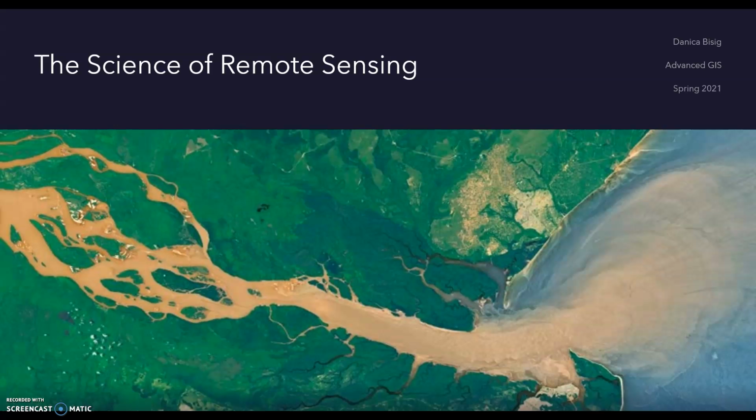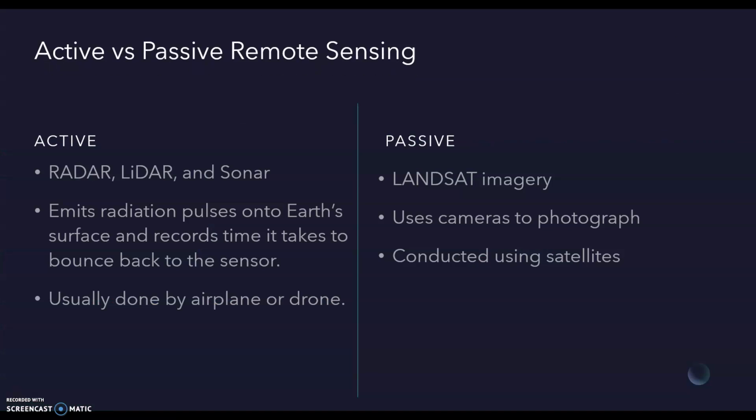My presentation is on the science of remote sensing. This image below is a satellite image of the Congo River Delta. There's two main types of remote sensing. There's active and passive remote sensing.